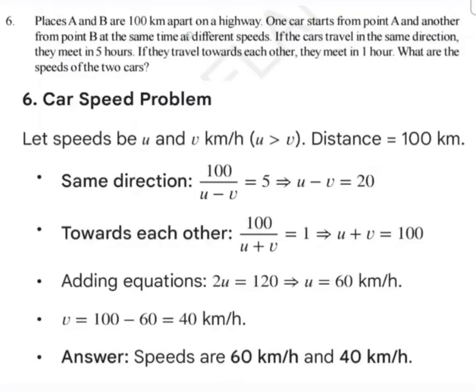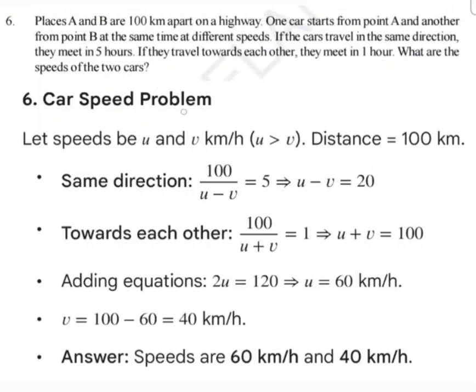Places A and B are 100 kilometers apart on a highway. One car starts from A and another from point B at the same time, with different speeds. If the cars travel in the same direction, they meet in 5 hours. If they travel towards each other, they meet in 1 hour. What are the speeds of the two cars?